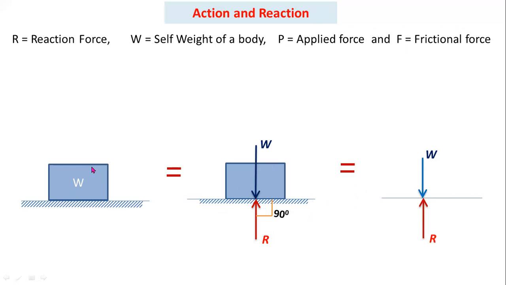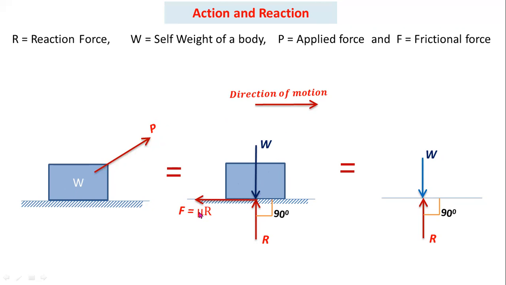Now I am applying an external force P to move this object. To pull this block you have to apply an external force. That's why I am applying an external force like this. Then the direction of motion is towards the right.